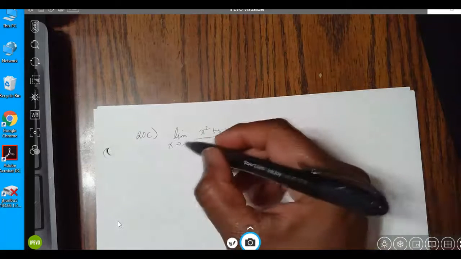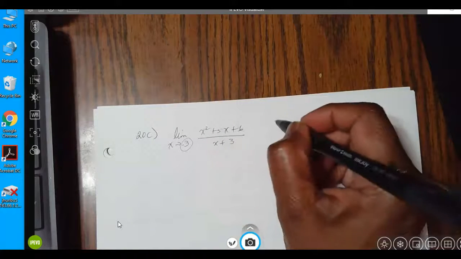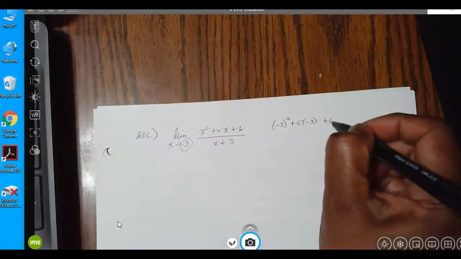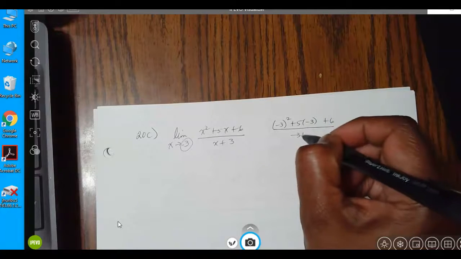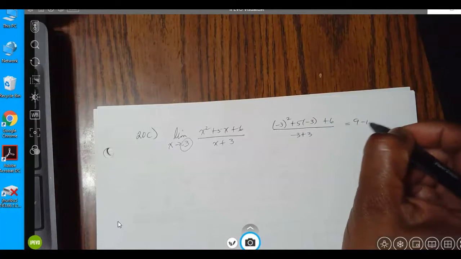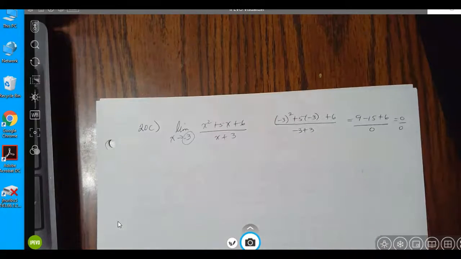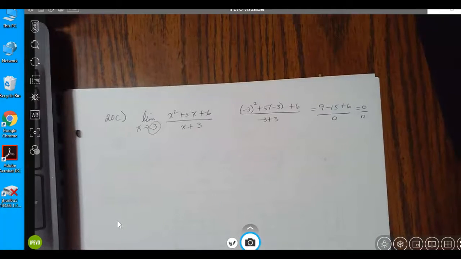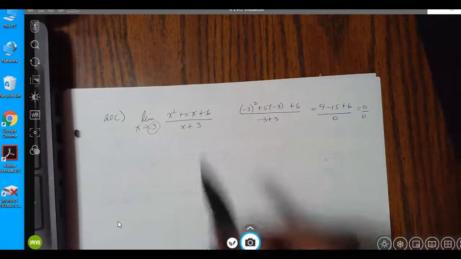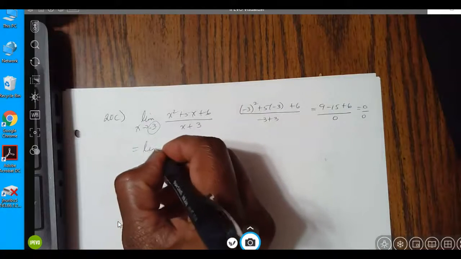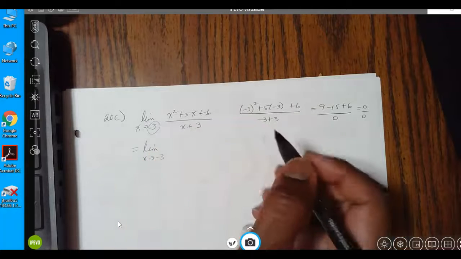If you do a direct substitution of -3 for x, you would have (-3) squared plus 5 times -3 plus 6. And that'll be 9 minus 15 plus 6, which happens to be 0 over 0. So this actually is good. If you have 0 over 0, that means that there's a common factor between the top and the bottom, and that'll simplify and reduce so that we can calculate the limit.